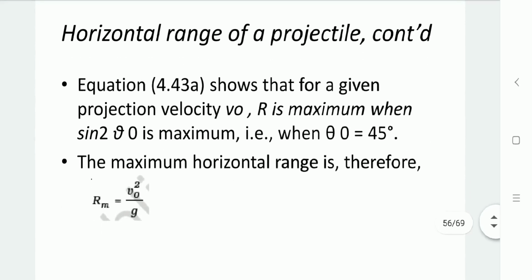Now, this equation gives the projectile range R maximum when sin 2 theta 0 is maximum. If theta 0 is 45 degrees, sin 2 theta 0 would be 1 because sin 90 is 1. By placing that, we get the maximum horizontal range Rm equal to V0 square by g.